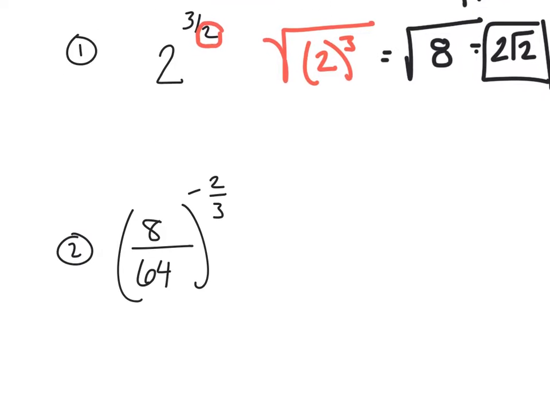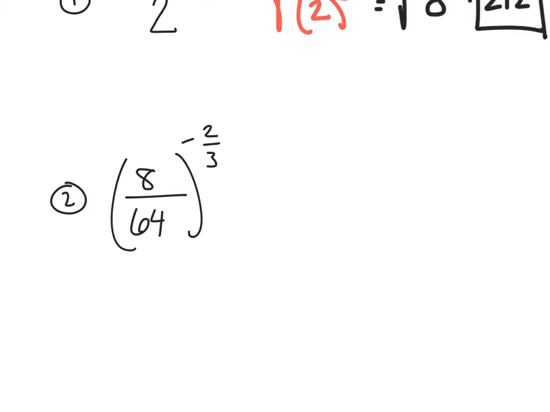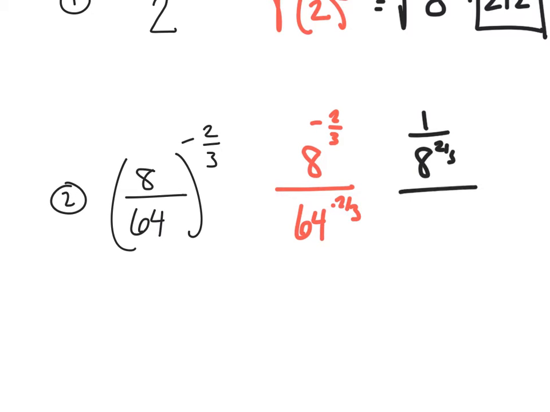Okay, well now we'll make it a little uglier, of course. 8 over 64 raised to the negative 2/3. So I'm going to raise each power to that exponent. So I'm going to say this is 8 to the negative 2/3 divided by 64 to the negative 2/3. Okay, so remember that rule says everybody gets that power. Now, that negative exponent just turns it into a fraction, so this is 1 over 8 to the 2/3 divided by 1 over 64 to the 2/3.